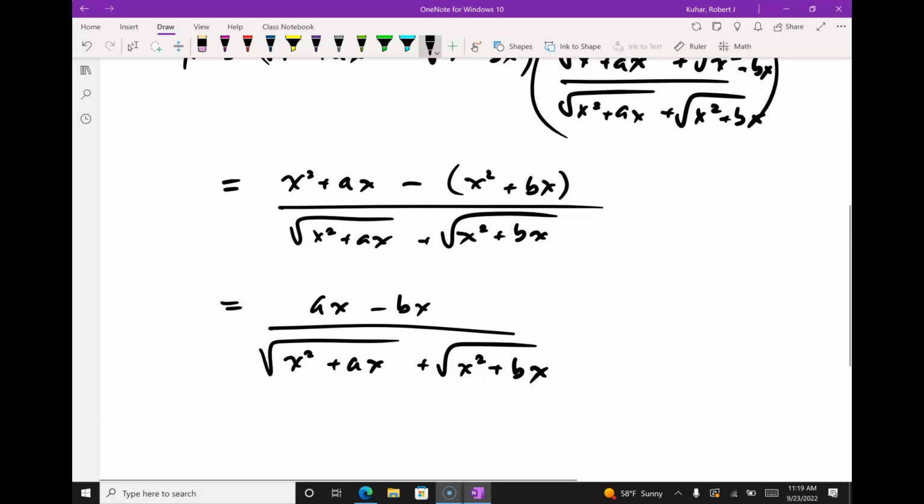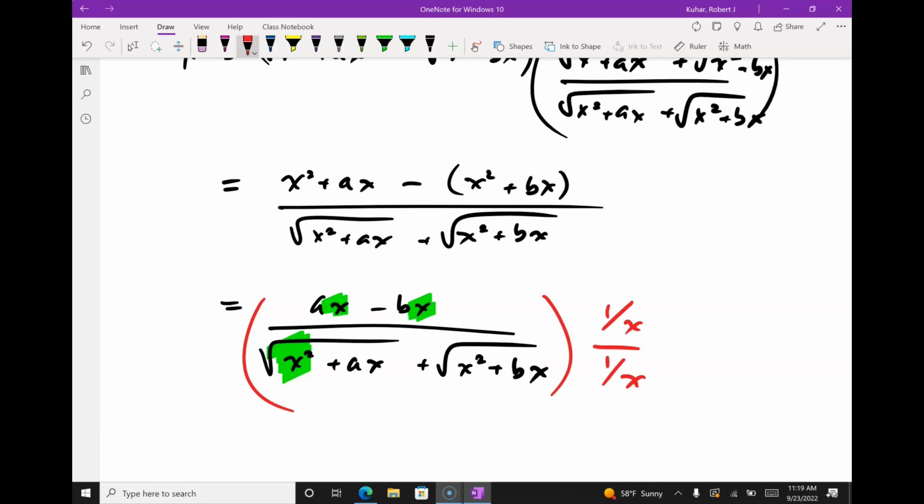So I'm noticing an x to the first here. I'm noticing an x to the first here. I'm noticing a square root of x to the second there, but that's x. So the highest power of x is x to the first power. So I'm multiplying this by 1. No, yeah, that's right. X to the first power.